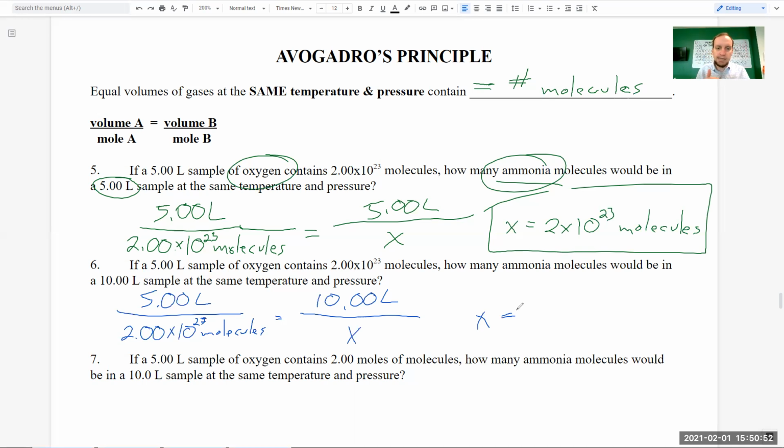Again, our volume is doubling. So what is that going to do to our number of molecules if they're at the same temperature? And again, if they're at the same pressure? Well, let me go ahead and mathematically determine that. Meanwhile, again, I'm hoping you're predicting in your head. And again, not surprisingly, it is, let's see, 1.0 times 10 to the 24th. That is molecules.